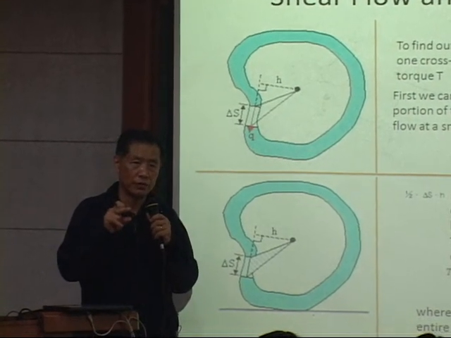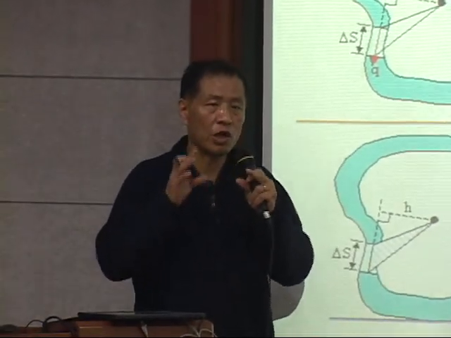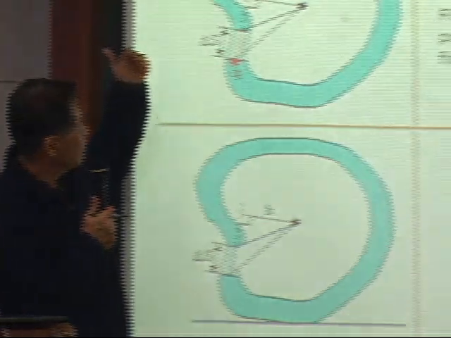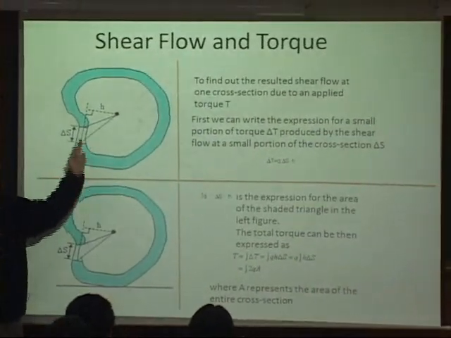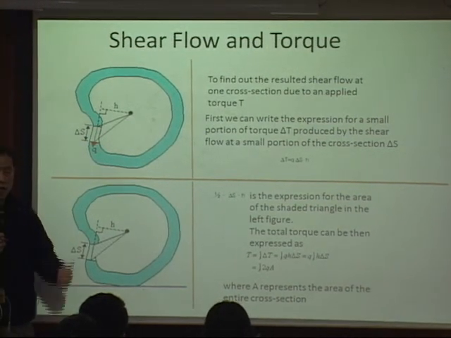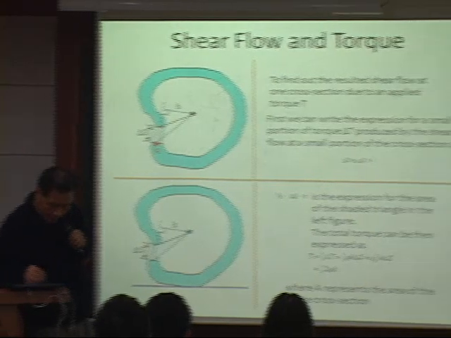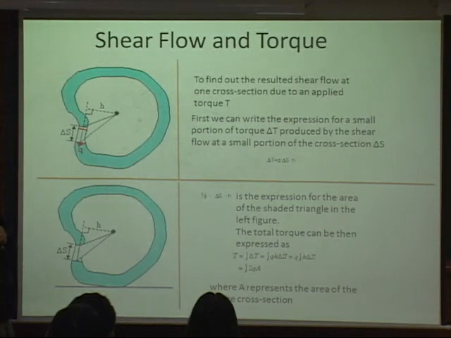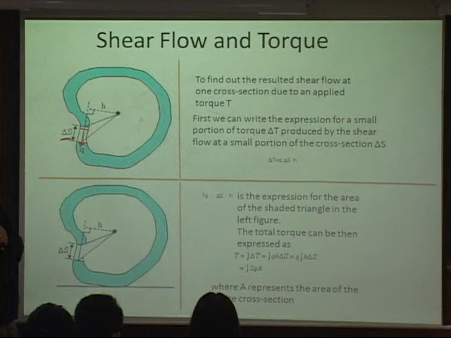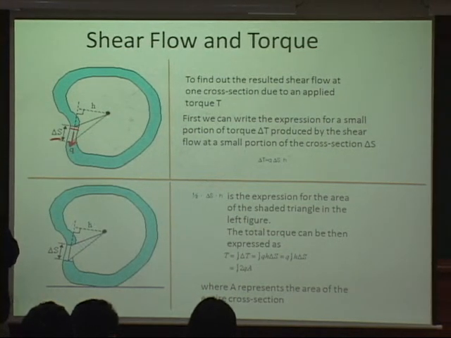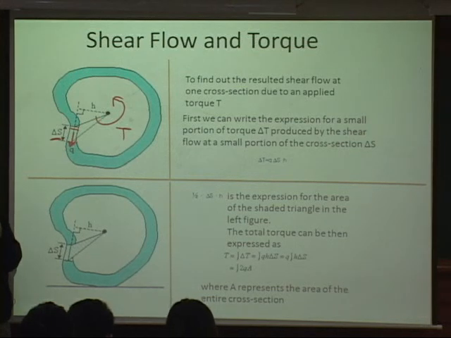Now, how much shear flow? We don't know yet. That shear flow is caused by the external torque. So now we want to relate this shear flow q and the applied torque T. What would be the relation between q and T? Here is the derivation. We consider a small portion whose length is delta s, with shear flow q, and the whole cross section is subject to a torque T.